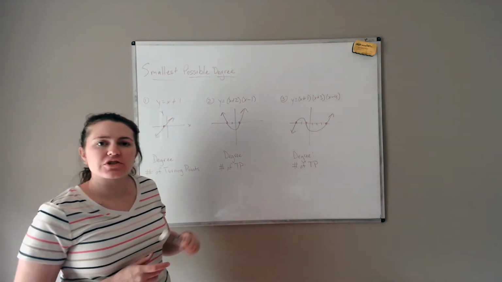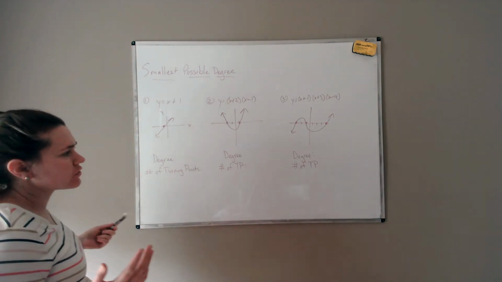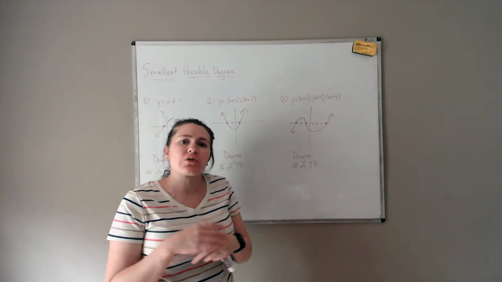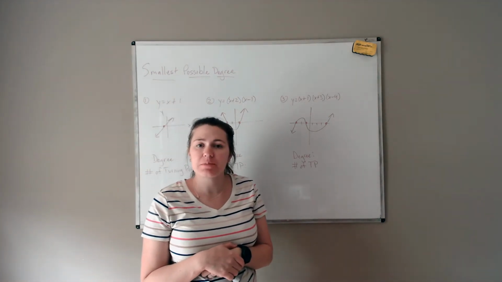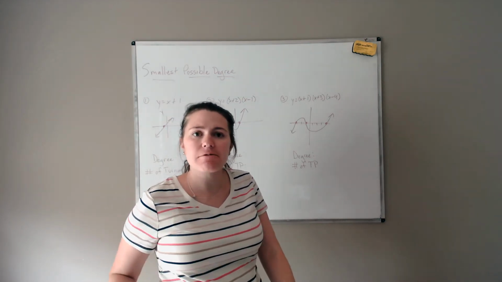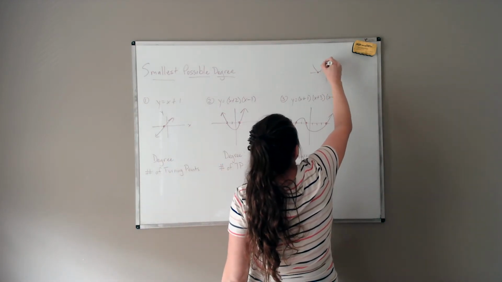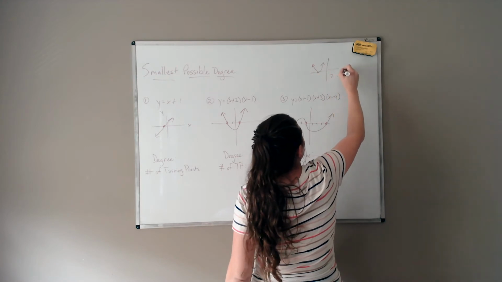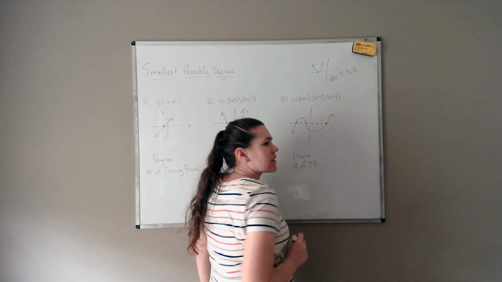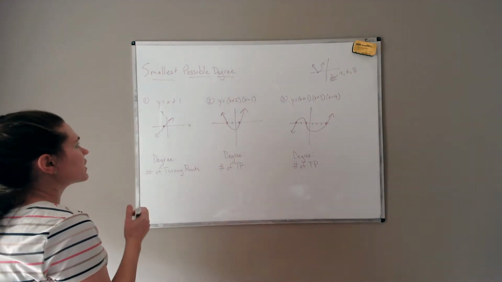So what we're going to go over next is the smallest possible degree, and we'll talk about it as we go through. Okay, so smallest possible degree is going to be the smallest degree that a polynomial can potentially be. The reason we say smallest possible degree is because when you're just looking at the graph, you don't know whether this is a 2, a 4, a 6, an 8, or so on, but you know 100% that the minimum it could be is a 2, okay? So that's where the smallest possible degree comes from.